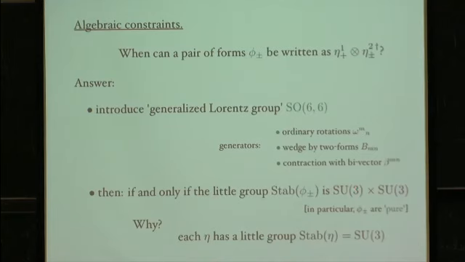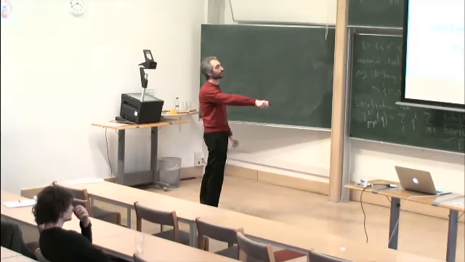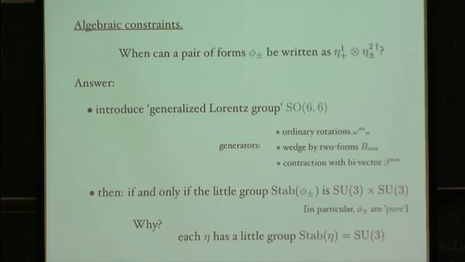So each of the etas has this little group, SU(3). That's just true in 6 dimensions for any non-zero fermion. So if you are imposing that the little group of these two is two copies of SU(3), then you are kind of guaranteed, I mean, each copy of the SU(3) will come from the little group of one of the two spinors. That's more or less why.